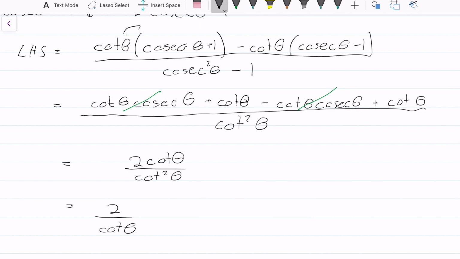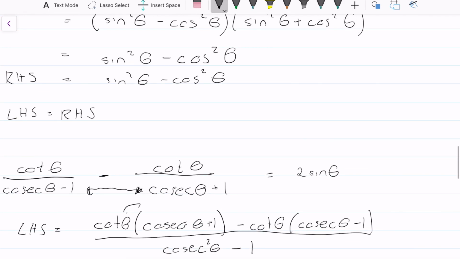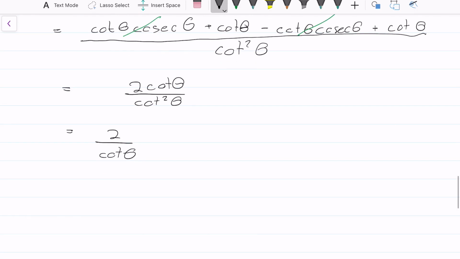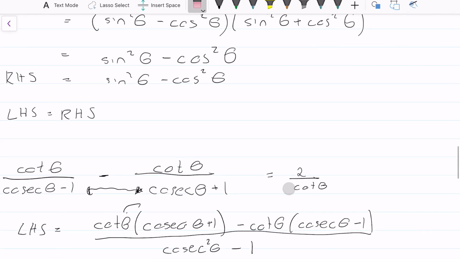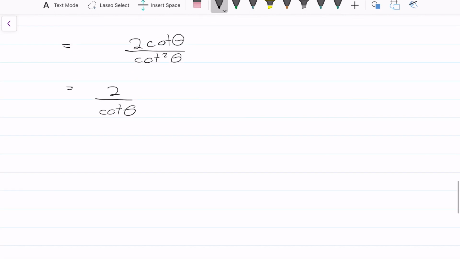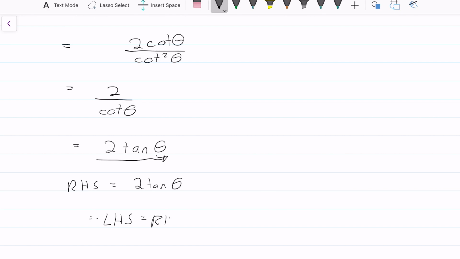Okay, so it looks like I may have made a bit of a mistake when I was making the memo. So this should be 2 over cot theta. So 1 over cot is tan, so we have 2 tan theta. And our right hand side equals 2 tan theta. And so we have our left hand side equals our right hand side.